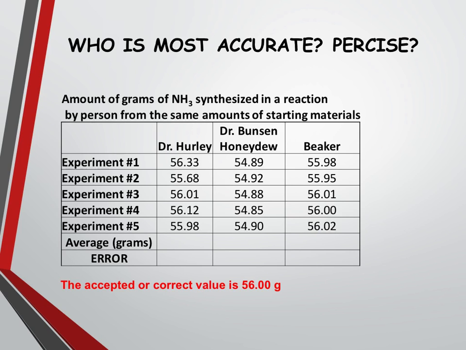So what you want to do now is stop the video, do what I just said, calculate the mean for each one of these scientists, and then use that mean in the percent error calculation. Remember, for your accepted value, you're going to use 56 grams in the calculation. Work the problem out, come up with an answer of who's most accurate and most precise, and then restart the video for the answers. So stop the video now.